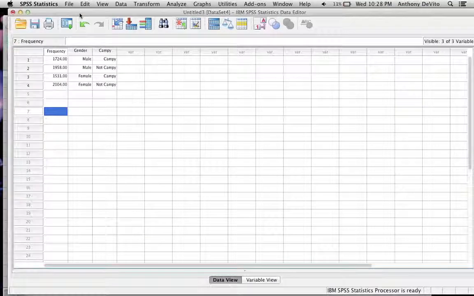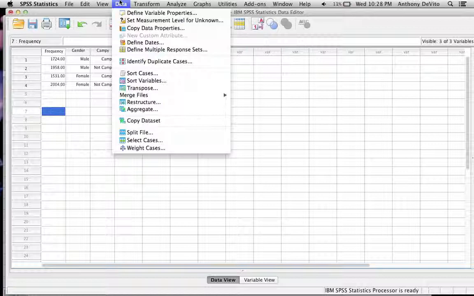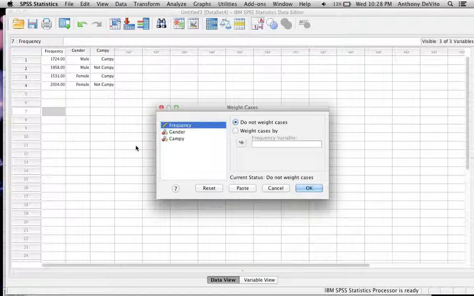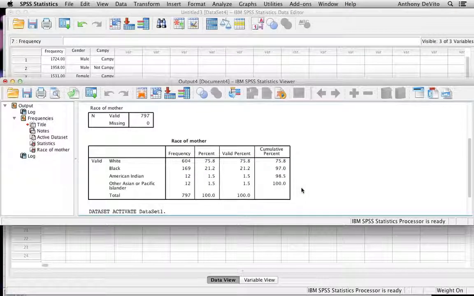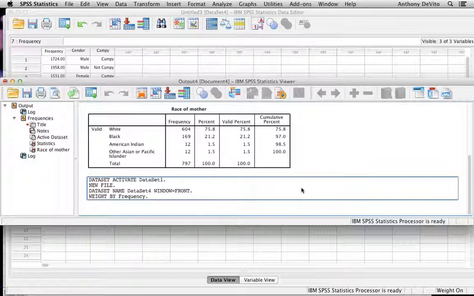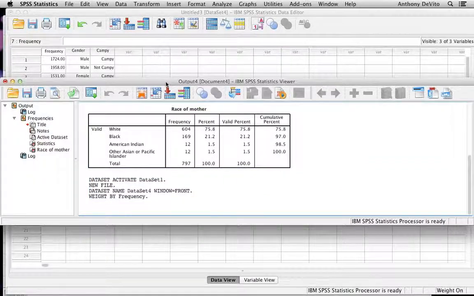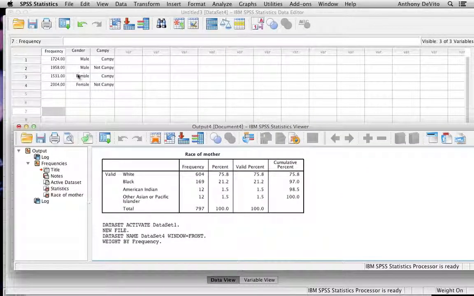Now I can go into Data and say Weight Cases, and weight the cases by frequency. Click OK. What SPSS will do from now on, when I do my data analyses, is treat it as if I had 7,000 individual cases.